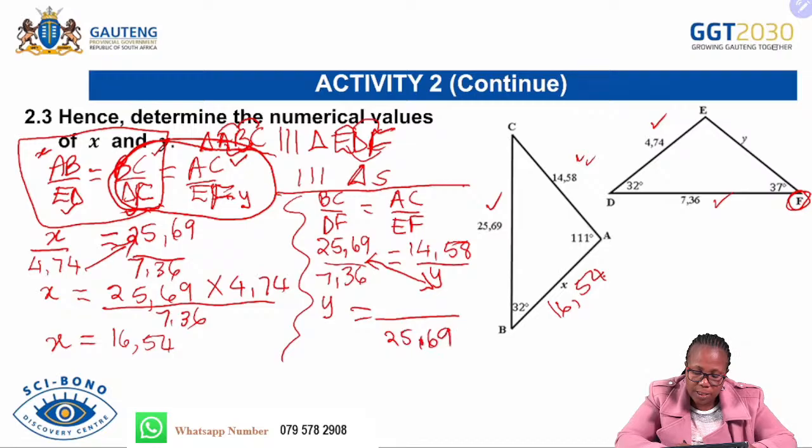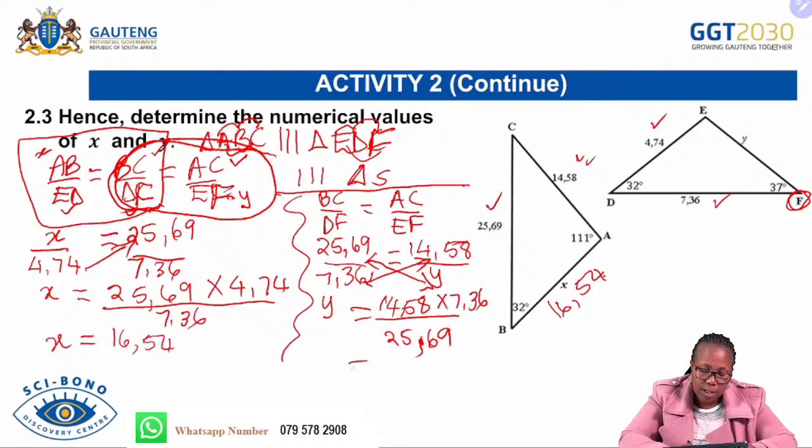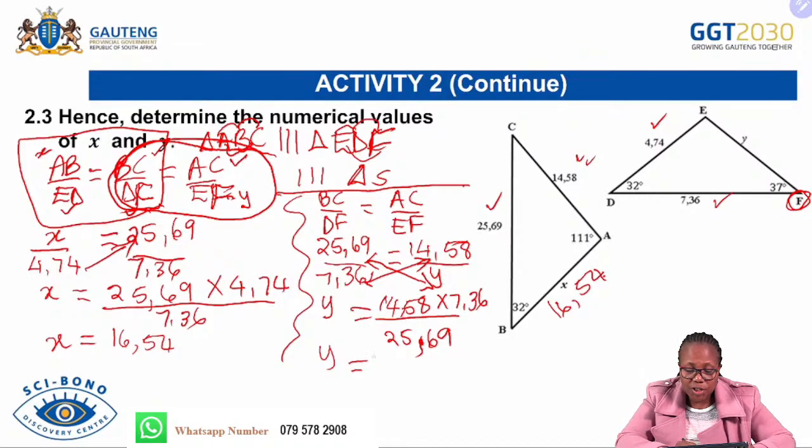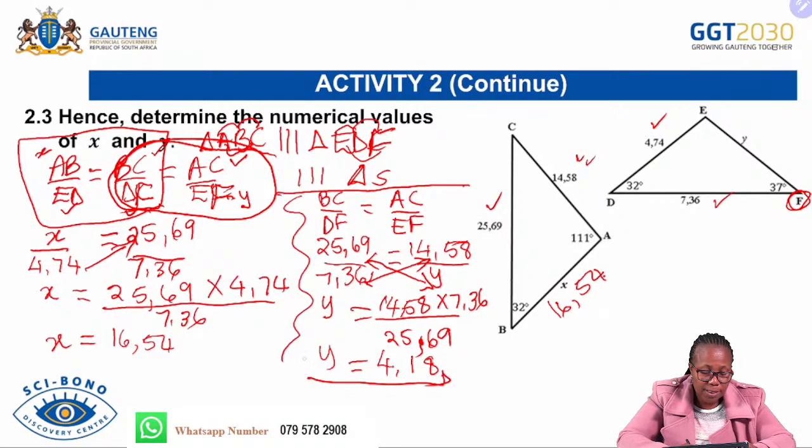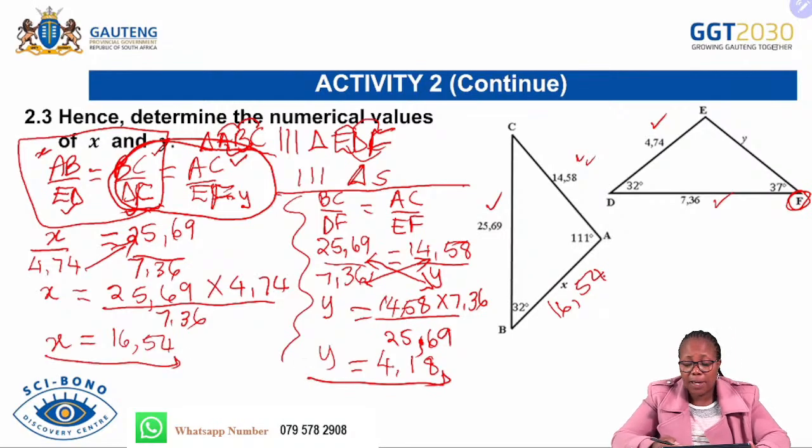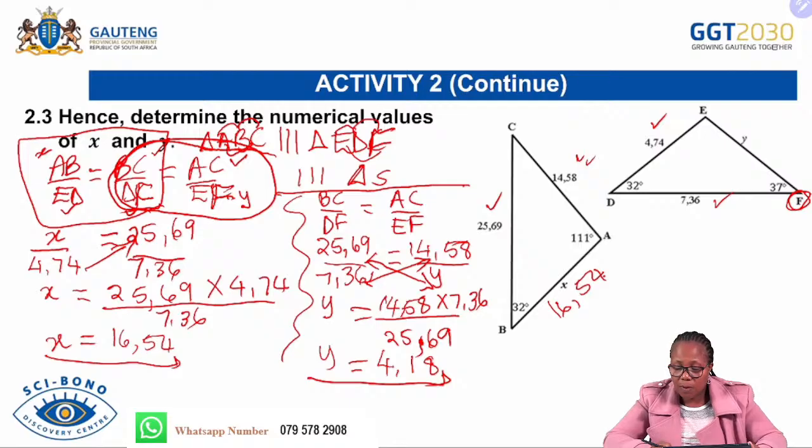25,69 denominator there. Correct? And then now we are crossing 7,36 to 14,58. Then it will be 14,58 times the 7,36. Straight into your calculator, grade 12. Therefore, your Y will be how much, grade 12? Simplifying that fraction, that will be Y equal to 4,18. So basically, those are the expected values for our answer there.